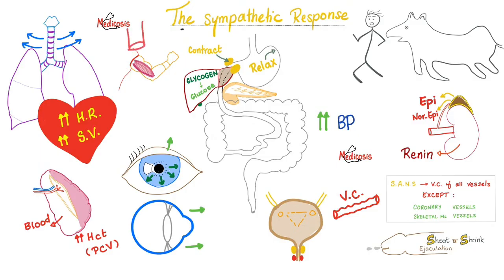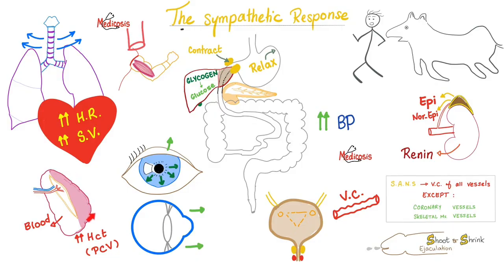What's gonna happen to your kidney? It will release renin. What's gonna happen to your adrenal medulla? It will release epinephrine and norepinephrine. All of these will raise your blood pressure, and you need it when you're running from a tiger. Also, your pupils will dilate in order to see more of your surroundings. Your lens will become more flat for far vision.